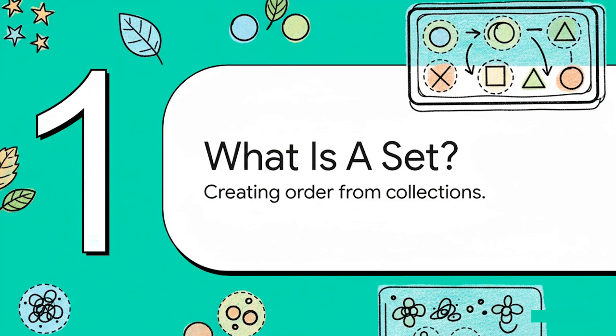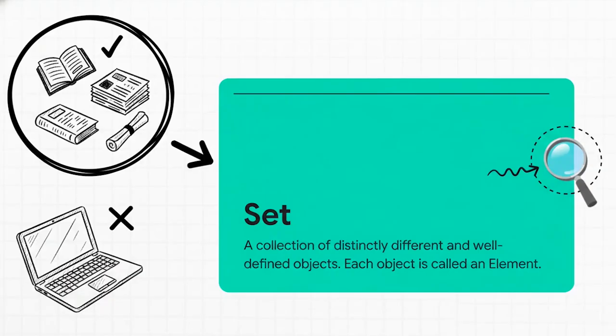What in the world is a set? At its core, it's just a simple, powerful idea about creating order out of messy collections of things. So here's the official definition. A set is just a collection of distinct, well-defined objects. Now, well-defined is the really important part here. It just means we can tell for sure if something belongs or not.